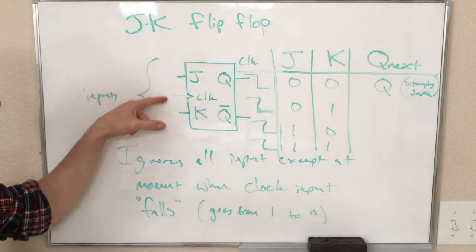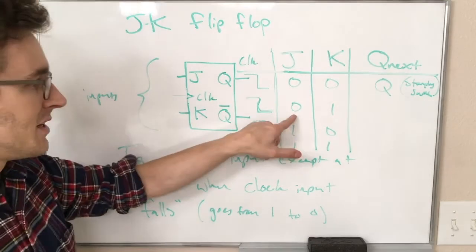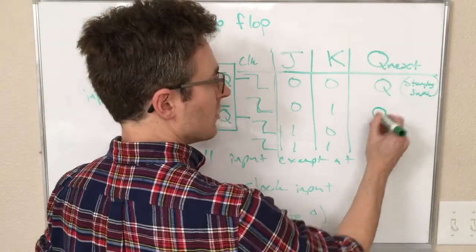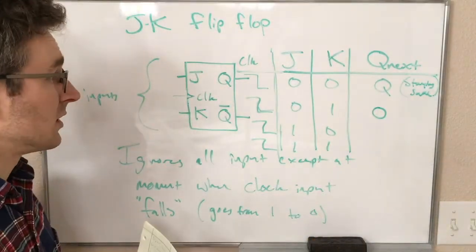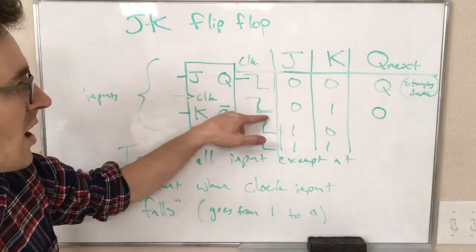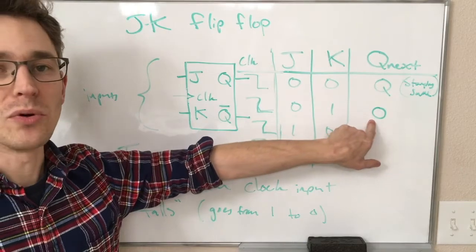Okay, if when the clock falls, J is off and K is on, the next Q is 0. So no matter what the state was previously, if these are the inputs, when the clock goes from on to off, it turns the Q output off.